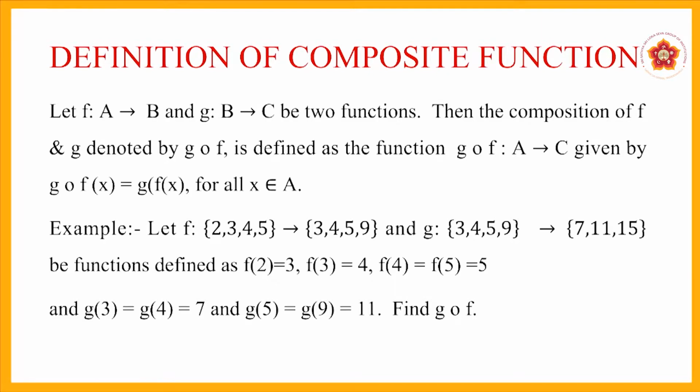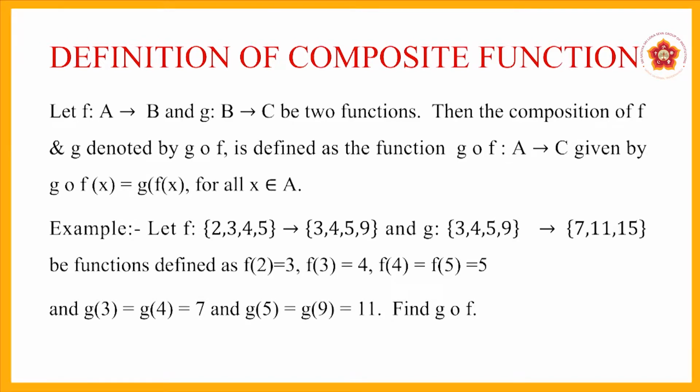If f is a function from A to B and there is one more function g which is from B to C, then the composite function of f and g is represented as g o f, and it is going to be from A to C. It is something like this.